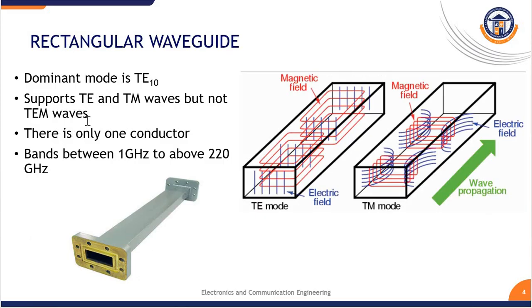Rectangular waveguide: the dominant mode is TE10. The dominant mode is the mode which has the lowest cutoff frequency. It supports TE and TM waves but not TEM waves. There is only one conductor. Bands between 1 GHz to above 220 GHz. This is the shape of the rectangular waveguide, and the field configuration for TE mode and TM mode in the rectangular waveguide.